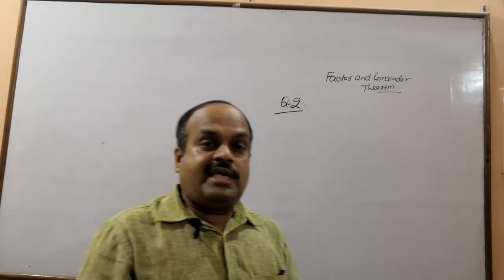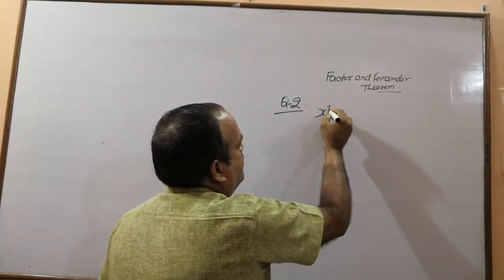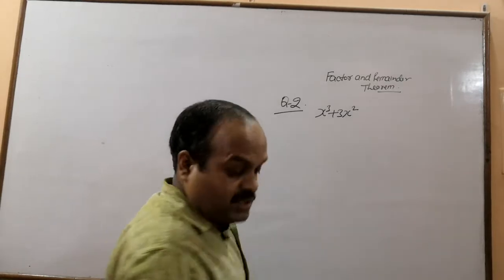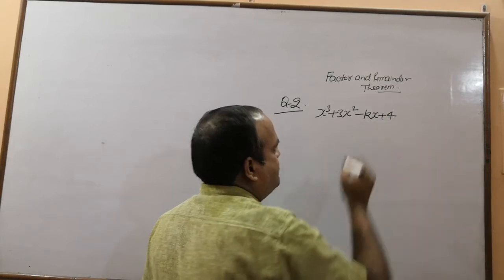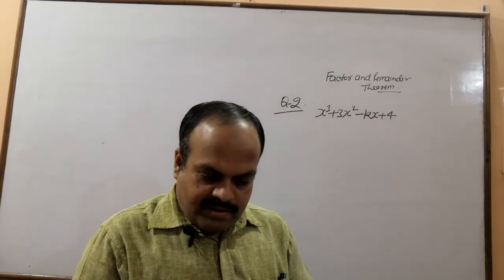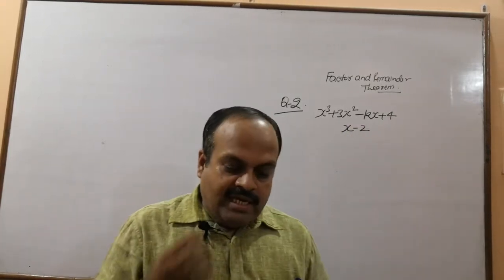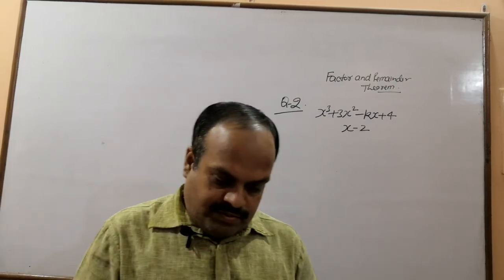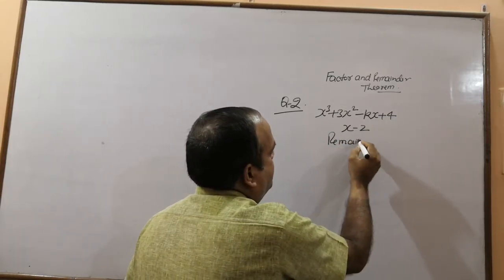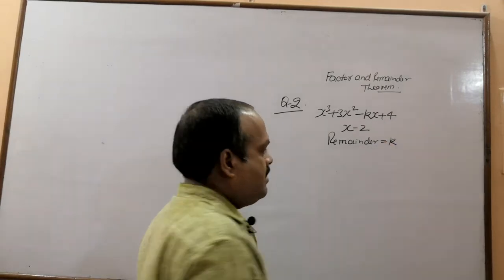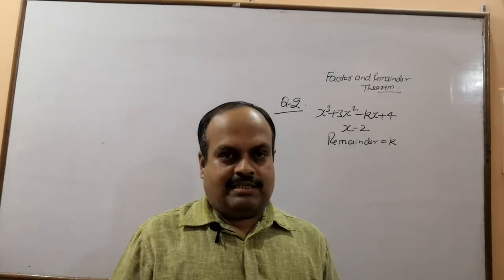What does this question 2 say? When x cube plus 3x square minus kx plus 4 is divided by x minus 2, the remainder is k. Find the value of constant k.